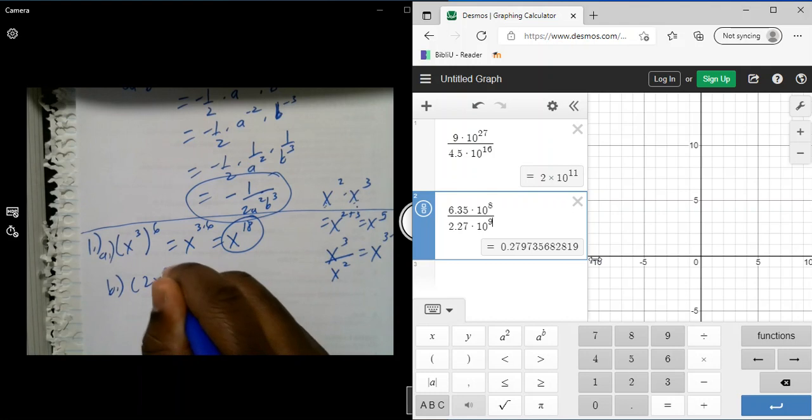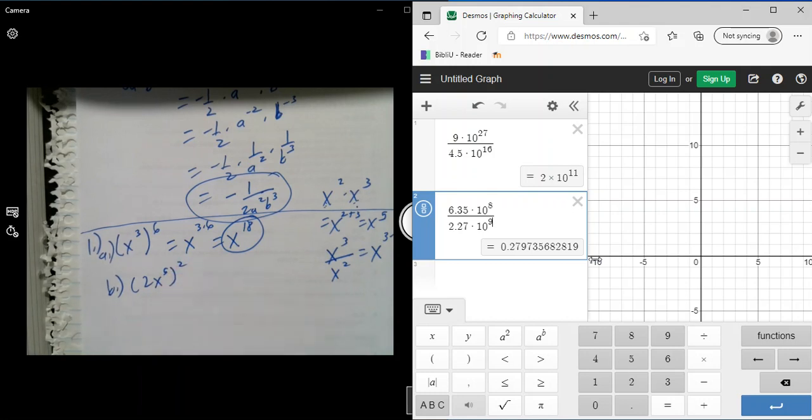We have 2x to the 5th, squared. Now, if you notice here, in A, we just had the variable exponent into an exponent. So that was a little easier. But here we have a number multiplied to the variable to the exponent.